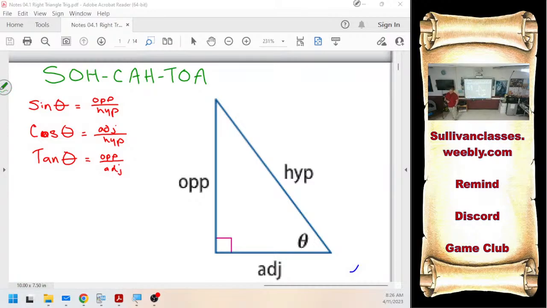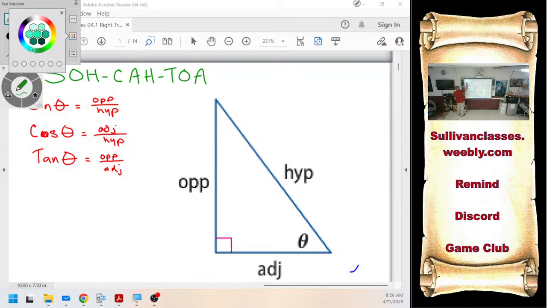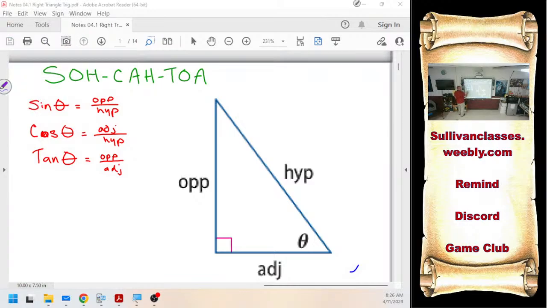What you probably haven't heard before was their evil cousins. The reciprocal functions are usually not introduced until after geometry. The reciprocal of sine is called cosecant.